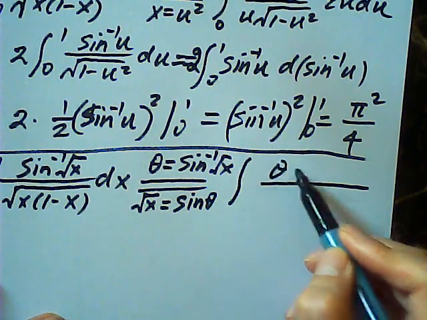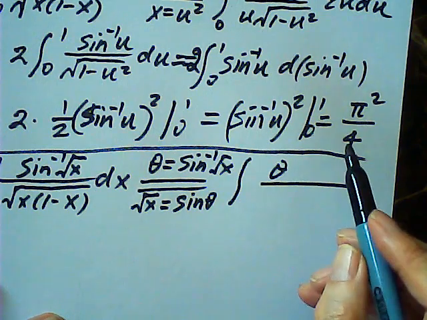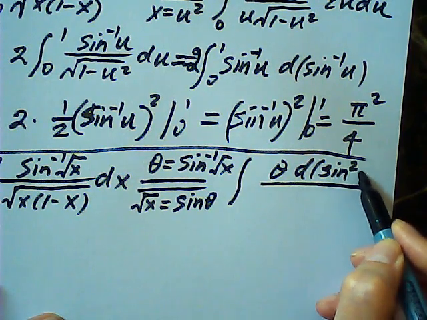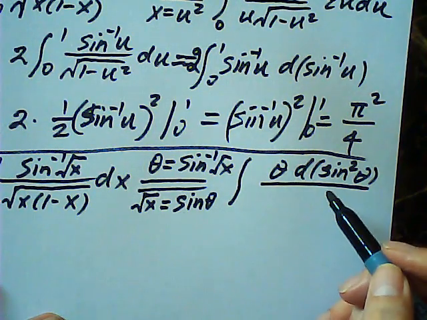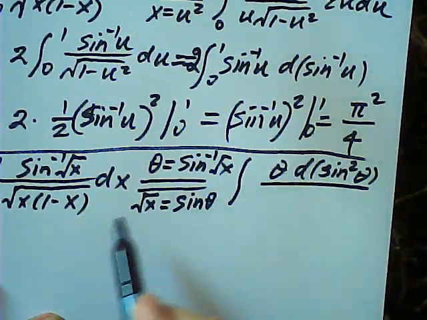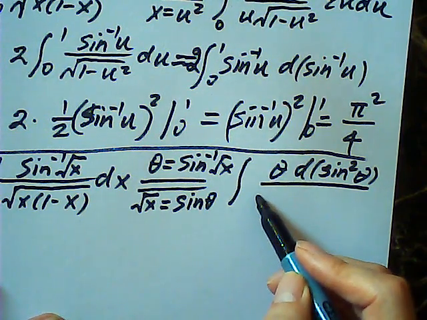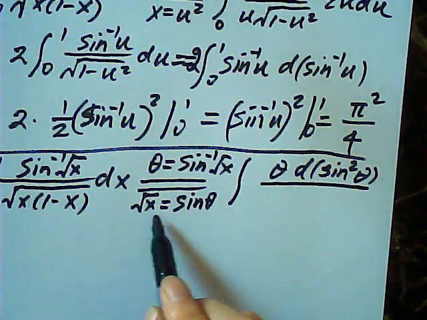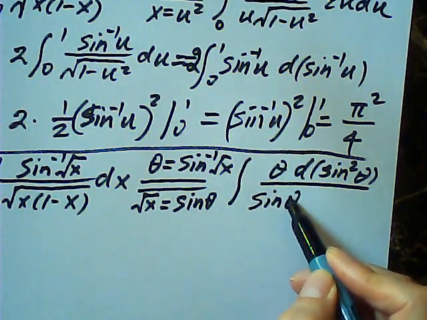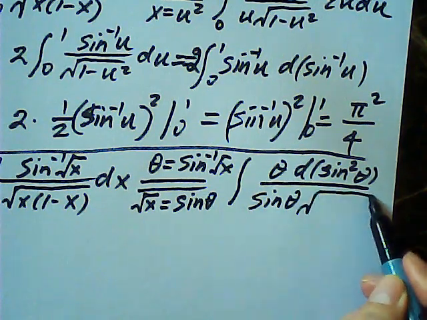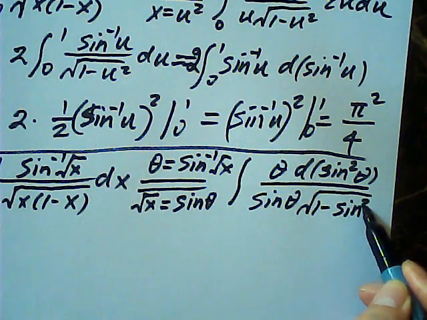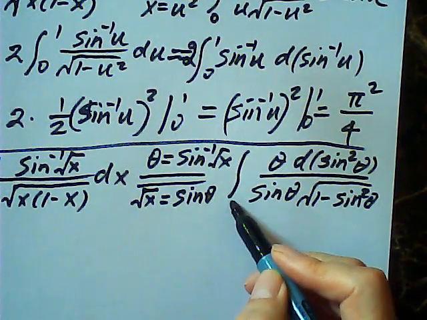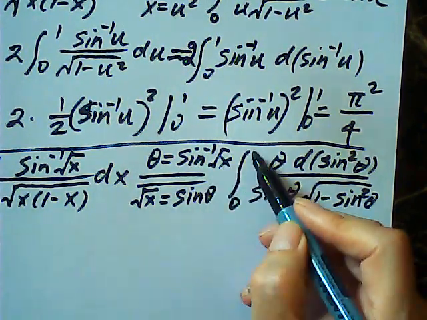So our integral is equal to, this will be theta, dx will be d sine squared theta, isn't it? And the square root, this is arcsine. Now, square root x is sine theta, and square root of 1 minus sine squared theta. Okay, the boundary has been changed. 0, 1 is half pi.